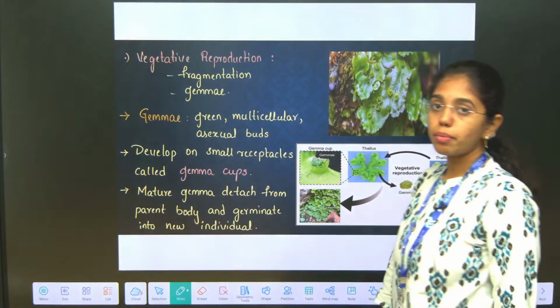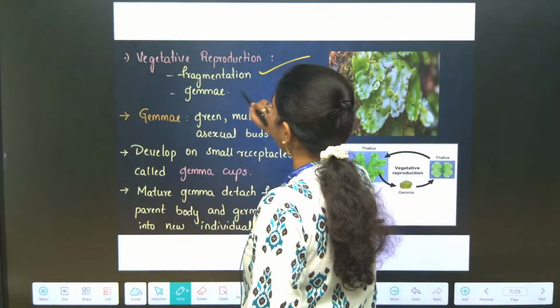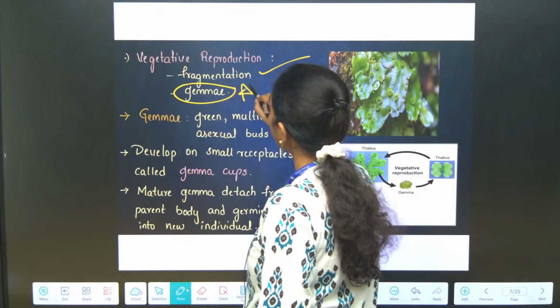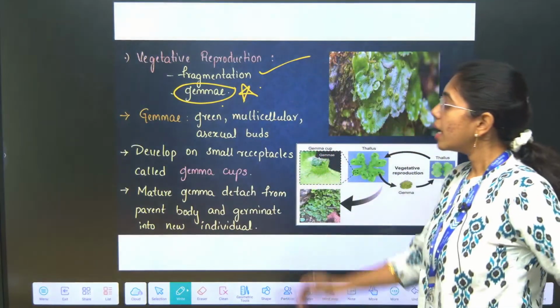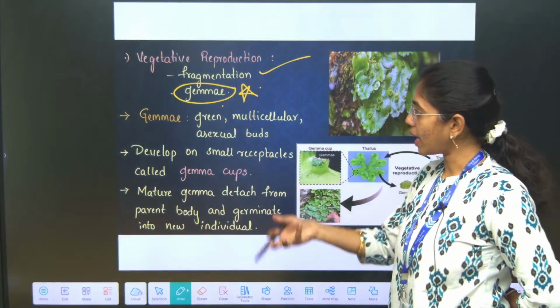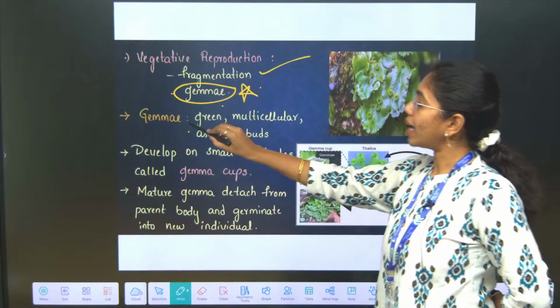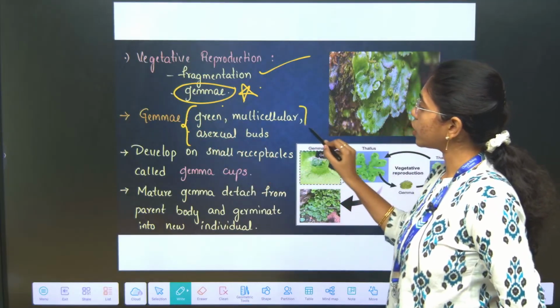Vegetative reproduction in Marchantia, if you see, is by fragmentation. The most important and unique feature is having gemma. How can you describe gemma? Gemma are present inside the gemma cups. Gemma are well described as green multicellular asexual buds.